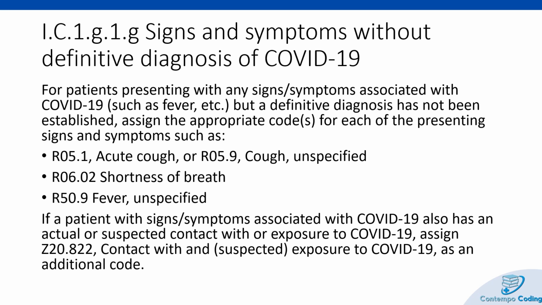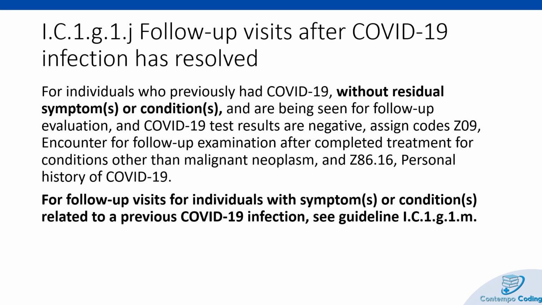Next, we have some clarifications here on our codes for signs and symptoms of COVID-19. So this is on two different slides. So the reason there's no bold on here is because I want to kind of show you the entirety of this guideline, but I didn't want to pack it down so small that it was hard to read. So for patients that are presenting with any signs or symptoms associated with COVID-19, such as fever, but a definitive diagnosis hasn't been established, we use those signs and symptoms, such as the cough or the shortness of breath and the fever. If they've been in contact with someone who is COVID positive or someone who is suspected to be COVID positive, we assign Z20.822, contact with or suspected exposure to COVID-19, and then this is where it's changed.